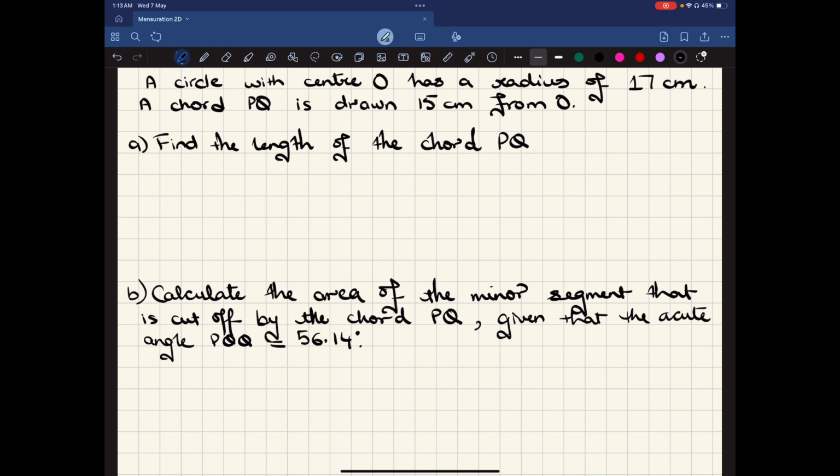Okay, so let's quickly visually represent our question. A circle with center O. So let's draw a circle with center O. It has a radius of 17 centimeters. So this is our 17 centimeters.